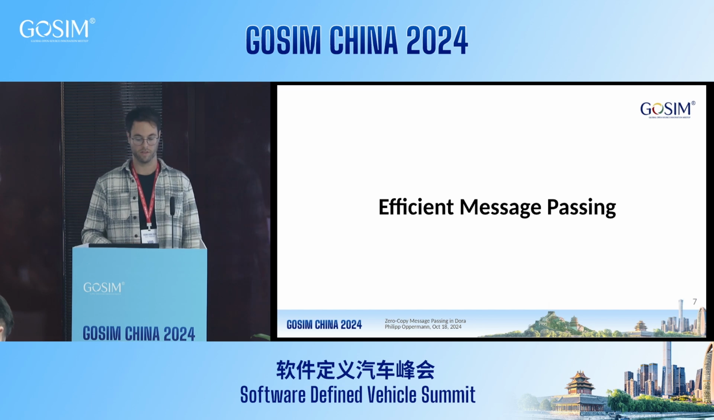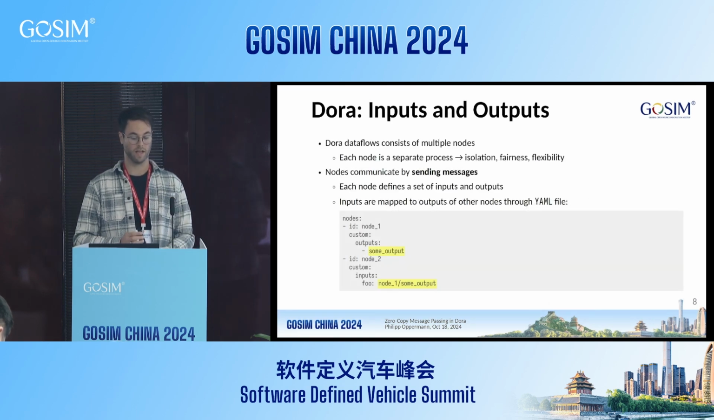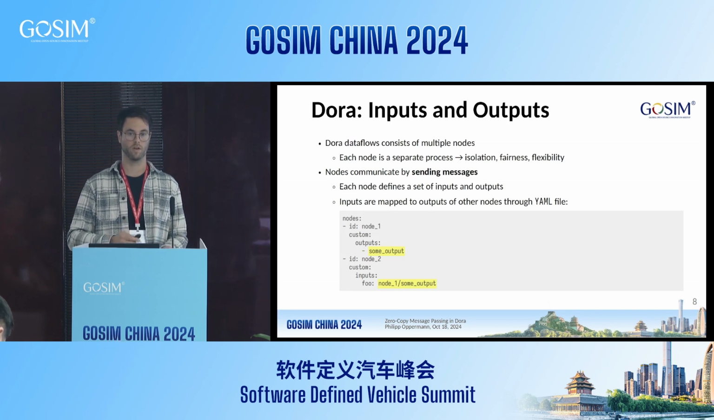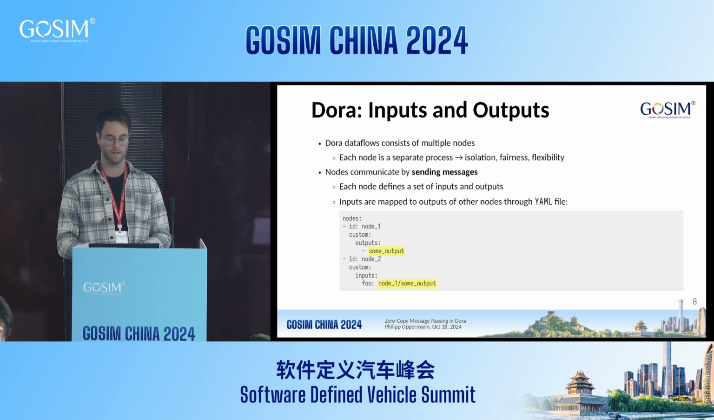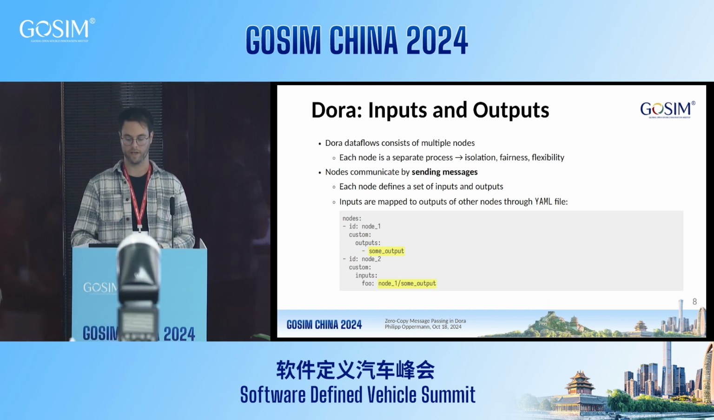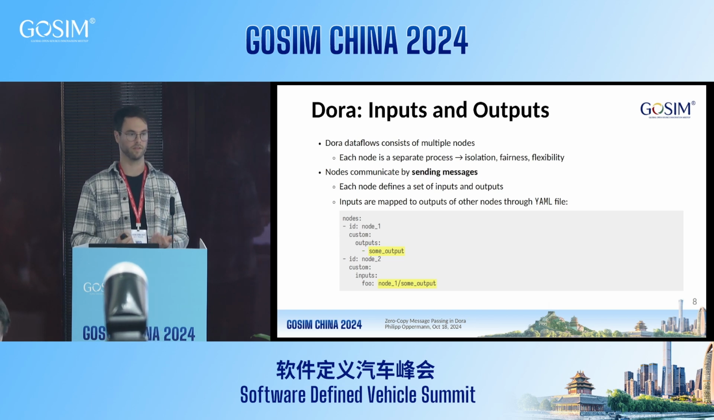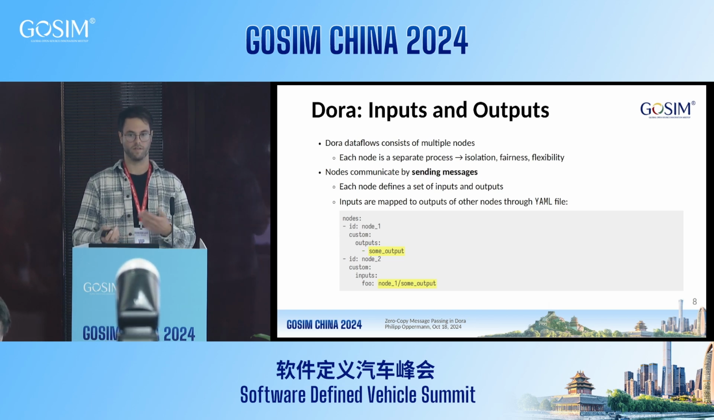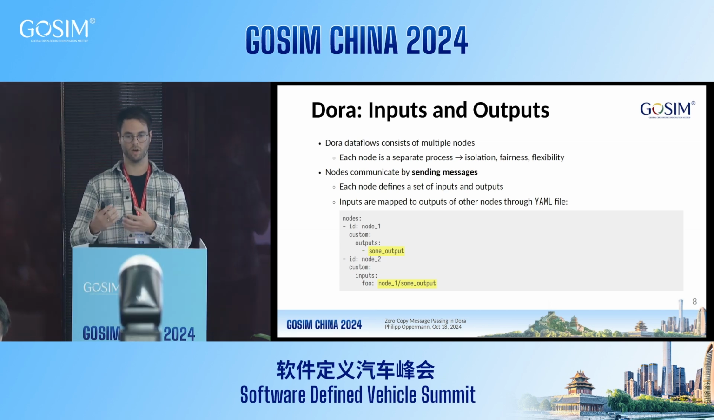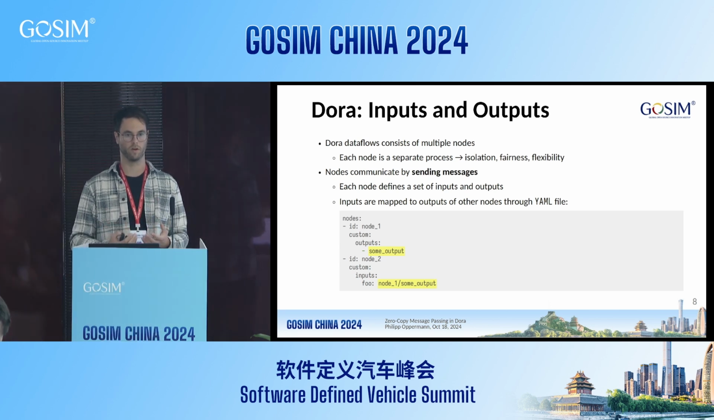So let's talk about efficient message passing. We have in Dora inputs and outputs, as I mentioned, and each node is a separate process from the system architecture. So we have isolation and fairness because the operating system can just do the normal scheduling. And we also have a high degree of flexibility because each node is a separate process. So you have full control over the process. You have your own main function. You can call into libraries. You can talk to the hardware, whatever. You can do that without affecting other nodes.